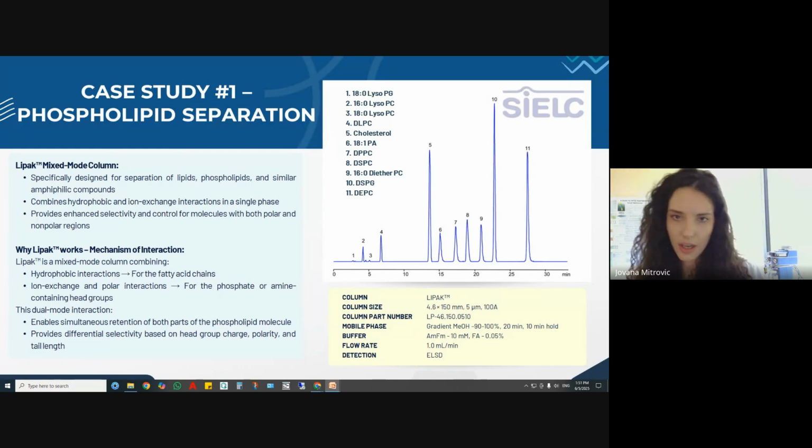So here is how it works. The hydrophobic interactions in the stationary phase help retain the fatty acid tails, ensuring that even the most non-polar parts of the molecule stay on the column long enough to separate. Meanwhile, the ion exchange and polar interactions target the polar head groups, differentiating between different classes of phospholipids based on their head group functionality. So this combination of interactions unlocks greater selectivity and resolution, giving us clean, sharp peaks like you see here on the chromatogram, and makes it much easier to analyze these complex molecules.